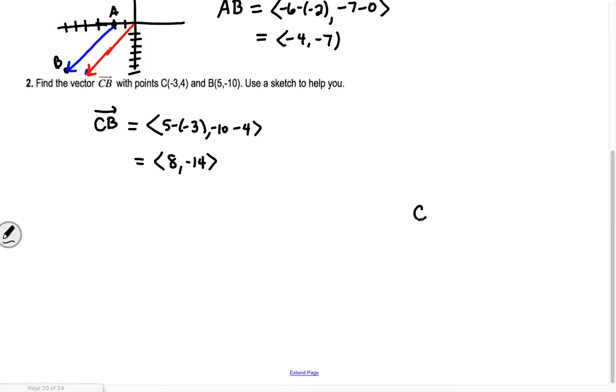And really, I wrote CB with that arrow up there, which we do sometimes for vectors. But a lot of times in books, you're going to see it with the harpoon, which is just part of the arrow. Do you guys see what I'm talking about? It's just going to look like that. So you can draw it either way.